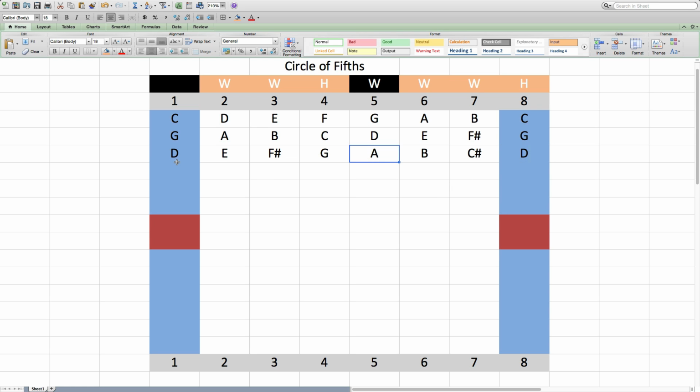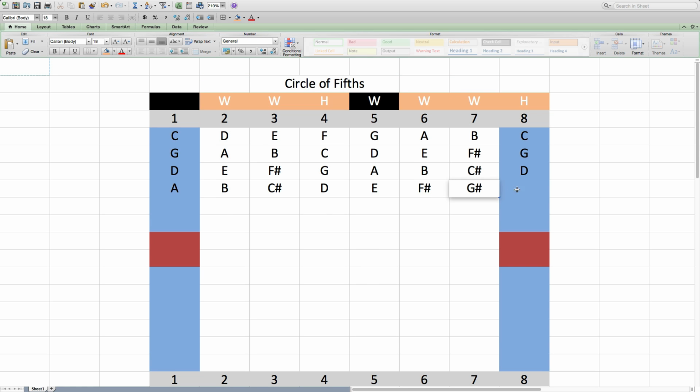So A is the 5th degree. We're going to put it over here, and we're going to do exactly the same thing. A, B, C sharp, D, E, F sharp, and you guessed it, it's G sharp, and then A.